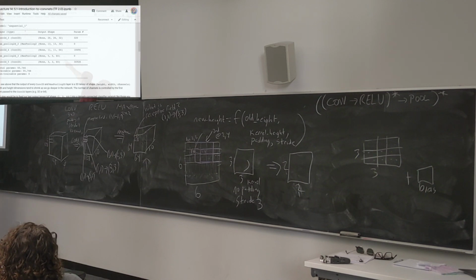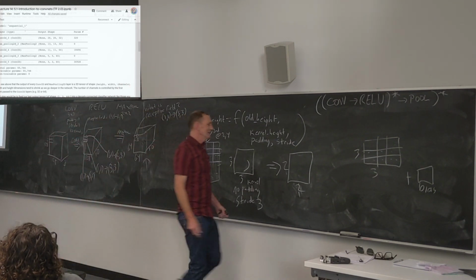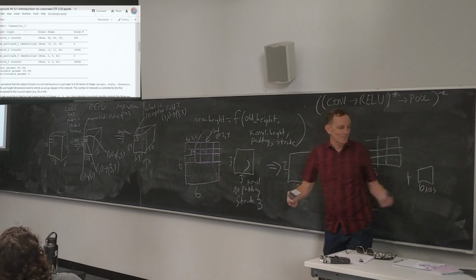And we go from 5 by 5 to 3 by 3, again, because we have no padding. Let's look at this number, 18496. Let's figure that number out. This is especially important because your homework is going to be figuring out numbers and parameters.